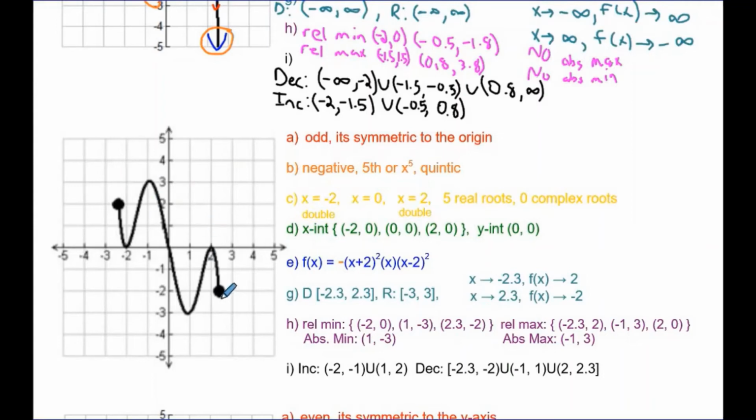This graph doesn't have an arrow, but you can see that it's tending downward, so it is a negative lead coefficient. There are 1, 2, 3, 4 turns. The rule is count the number of turns and then add 1. So this would be a 5th degree, or x to the 5th, which is called quintic.